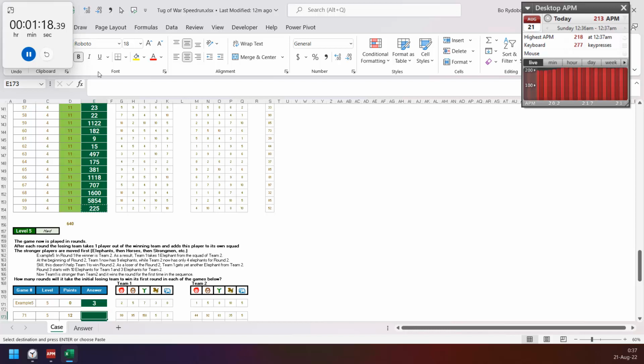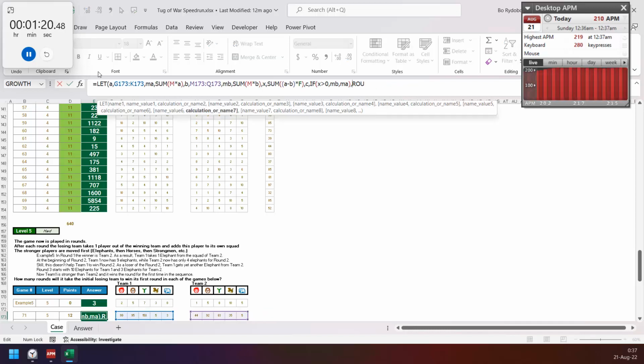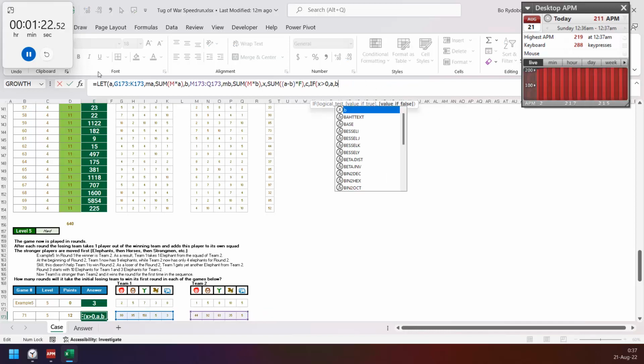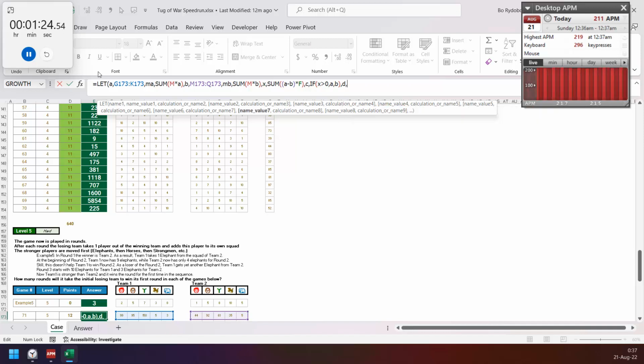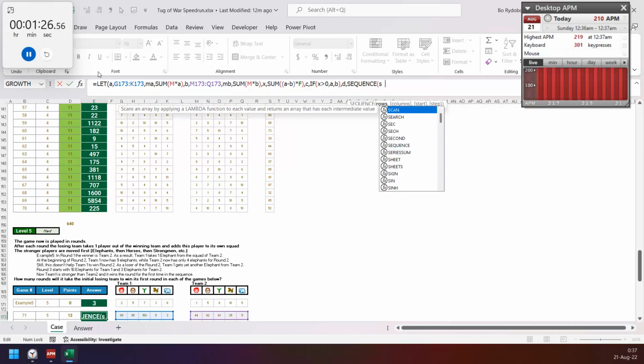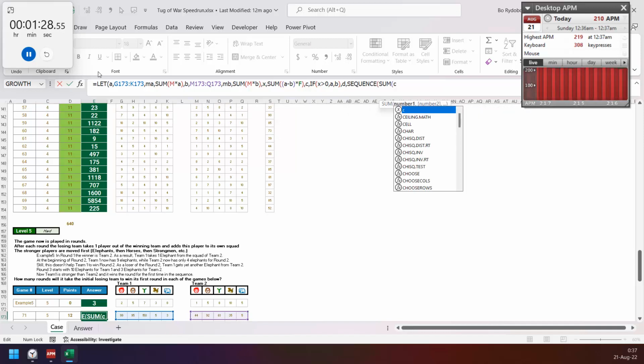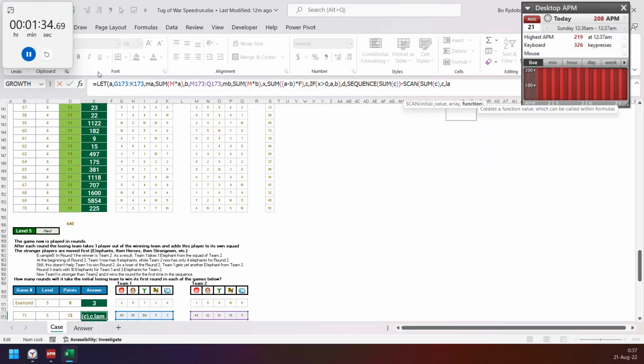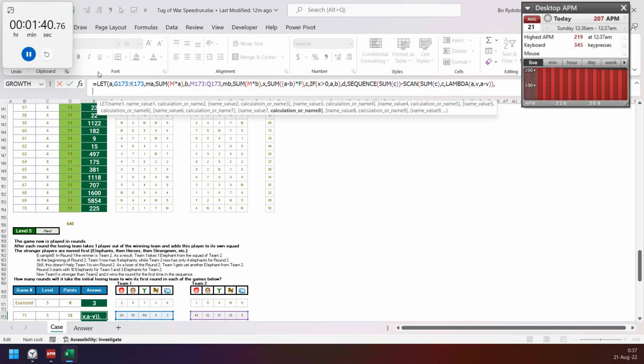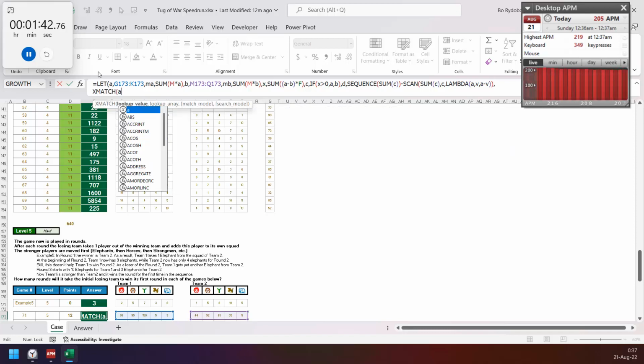Okay, next one is the most complicated one, so I need the number of the winning team, and this is quite complicated. So sequence is the number of turns that can happen, and then this scan returns the cumulative number of elephant, horse, weightlifter until kit, and then X map to find absolute force by this mode.